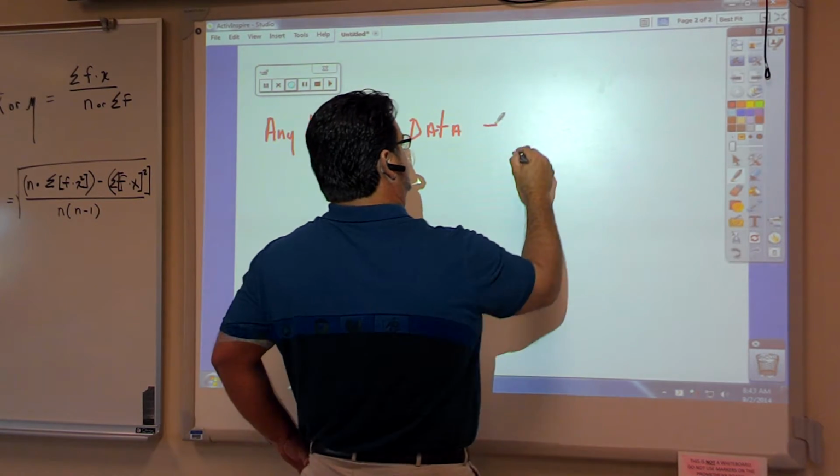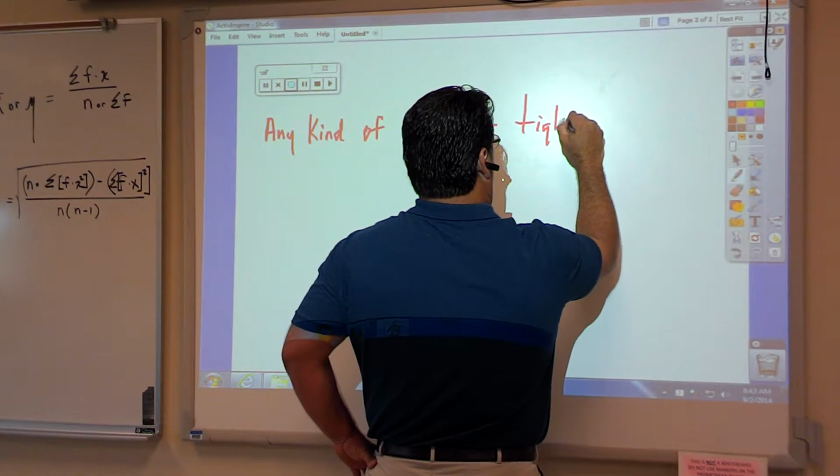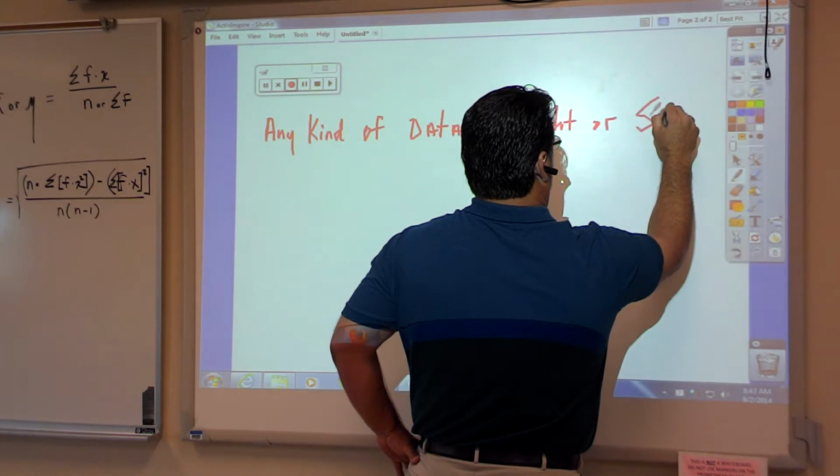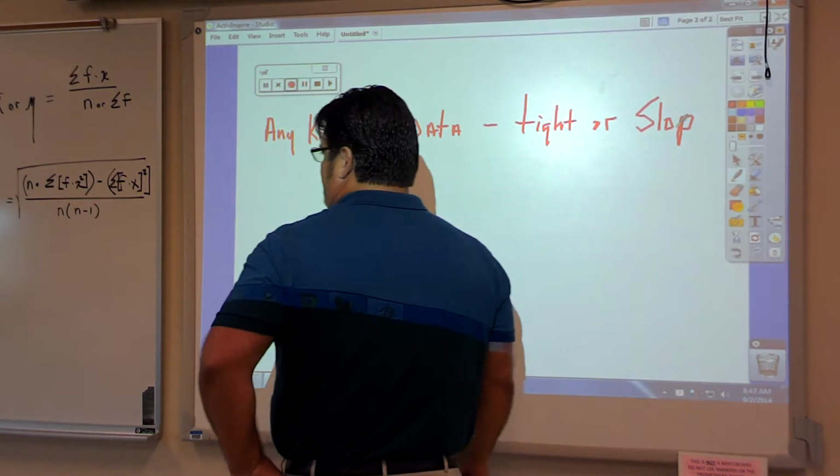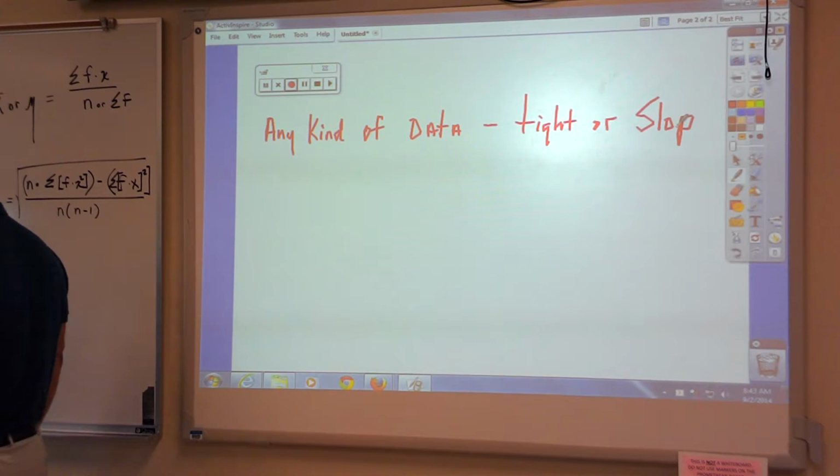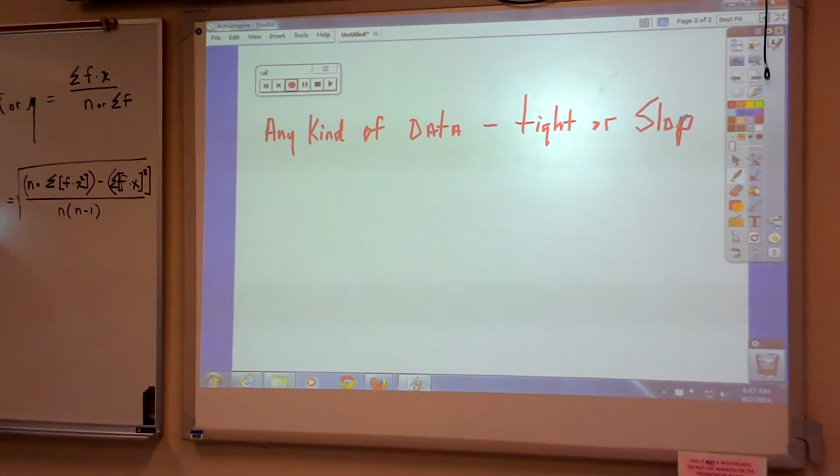You want to know if it's tight or slop. Now, some of y'all are going, what the heck is he talking about? Well, as you know, in today's standards, tight means a lot of different things. We all know what the definitions of tight are, but they all mean pretty much the same thing. If something is tight, it's right.